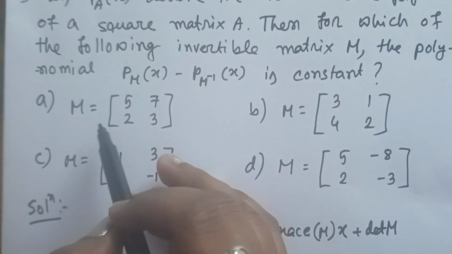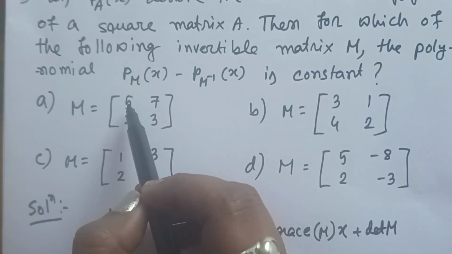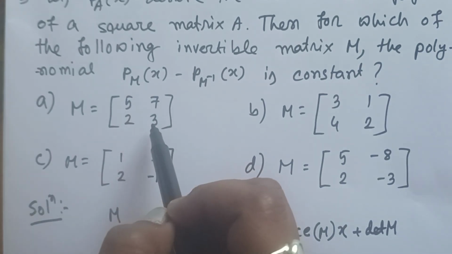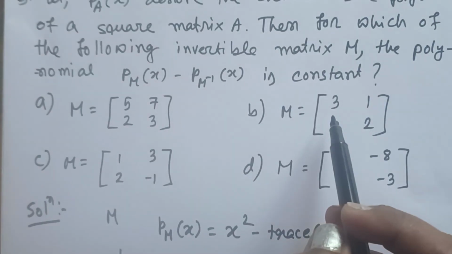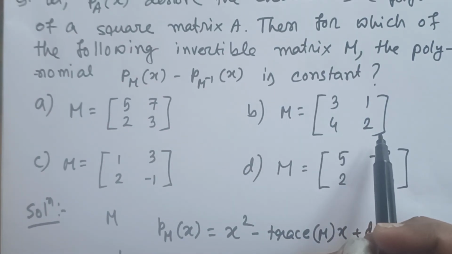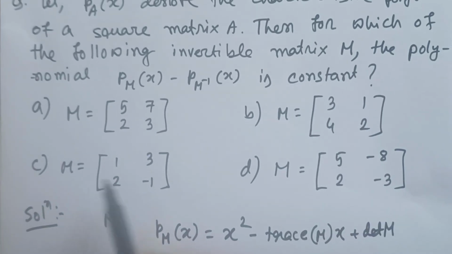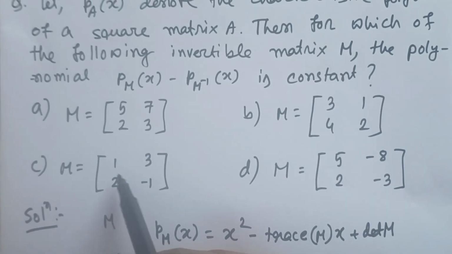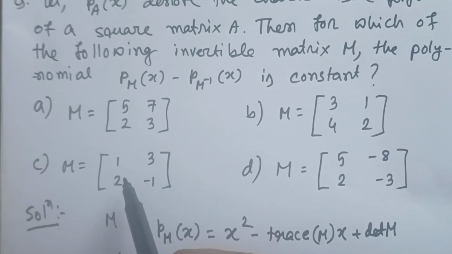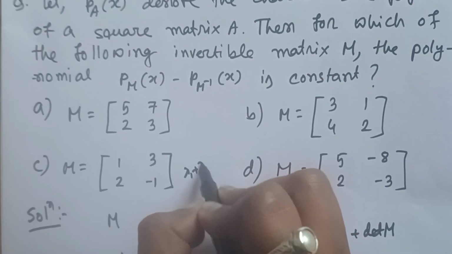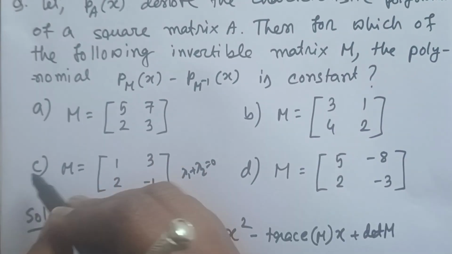Now we will check each and every option to see in which case lambda 1 plus lambda 2 is equal to 0. Actually lambda 1 plus lambda 2 equals the trace of the matrix. For the first option, 5 plus 3 is equal to 8, and 3 plus 2 equals 5. But 1 minus 1 in option C is equal to 0. So C is the correct option because in this case trace of A, that is lambda 1 plus lambda 2, equals 0.